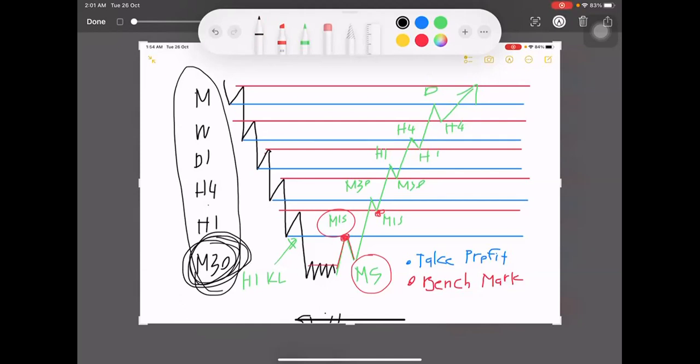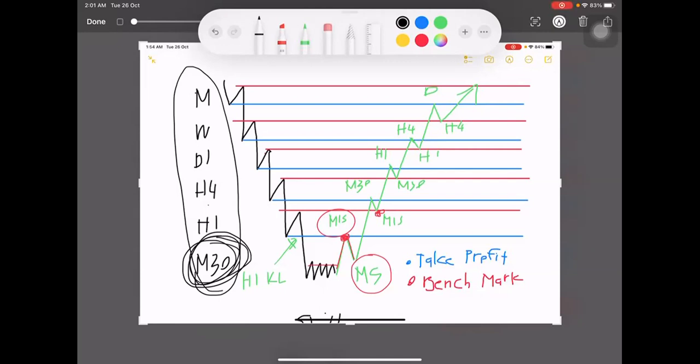So I start again, right? Yeah. From the M30 level, price goes and rejects on the H1 key level. On the H1 key level, we look for a setup on M15. As it is the M15 key level, our stopper is the M30. So price comes back to the M30. On the M30 key level, we look for a setup on M5.